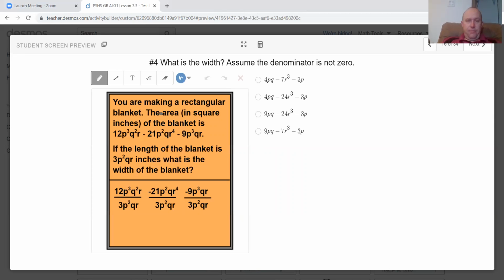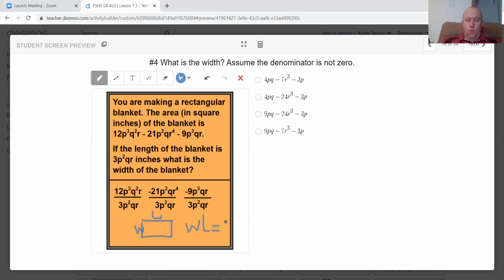A rectangular blanket, the area of the blanket is this, and the length of the blanket is this. What is the width of the blanket? Now, in the previous unit, we actually did questions involving areas of rectangles. So what we found is that if you multiply the two dimensions together, the width and the length, then it will actually tell you what the area is.